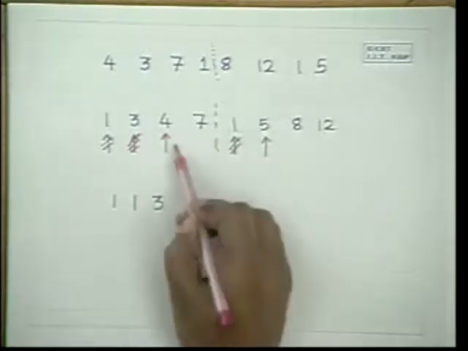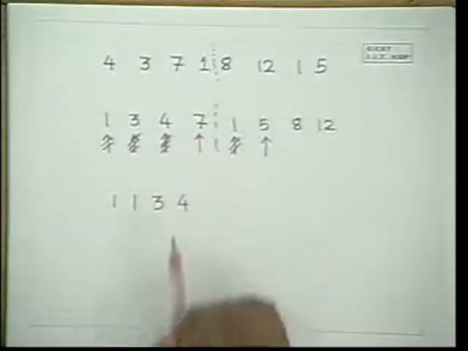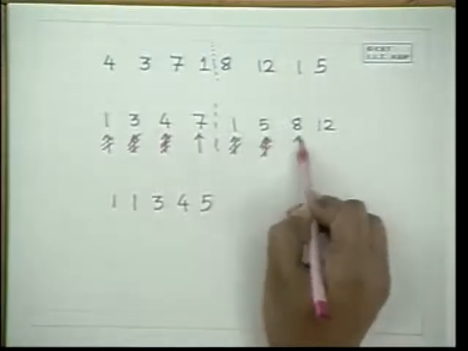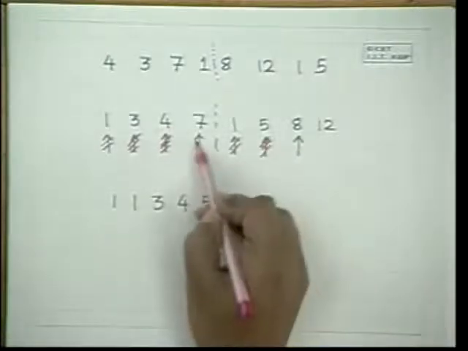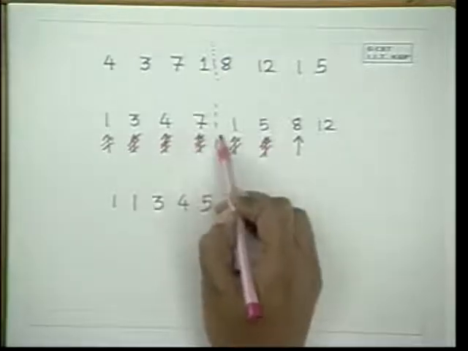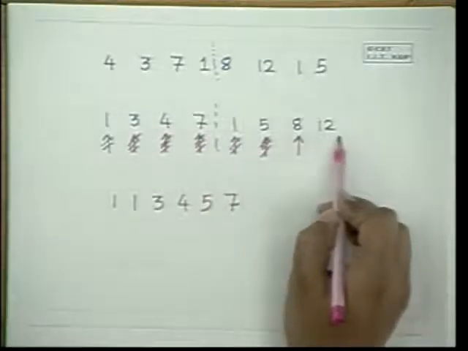Again the smaller of the two gets chosen and the corresponding index gets incremented. The smaller of the two gets chosen, and again this index is incremented. Then this is chosen. But once this crosses the mid value, then the rest of the elements from here can just be copied out.